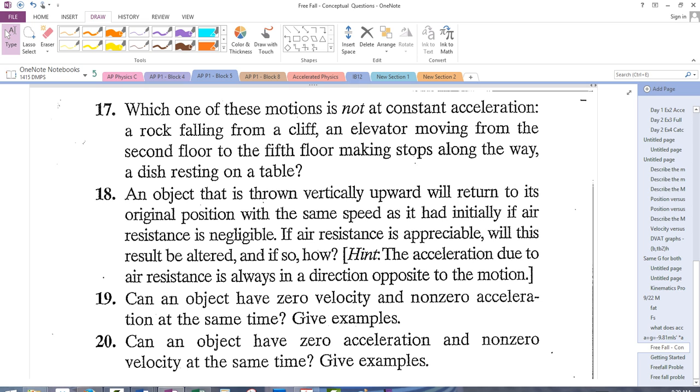Does that make sense? What if you use the graph to analyze that? Yeah. Awesome. Absolutely. So how do you know that the whole time? Number 20. Can an object have zero acceleration and non-zero velocity?